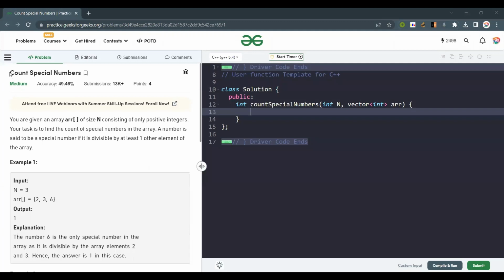Today we are going to solve the problem count special numbers. You are given an array of size n consisting of only positive integers. Your task is to find the count of special numbers in the array, and a number is said to be special if it is divisible by at least one other element of the array. So let's discuss the question.